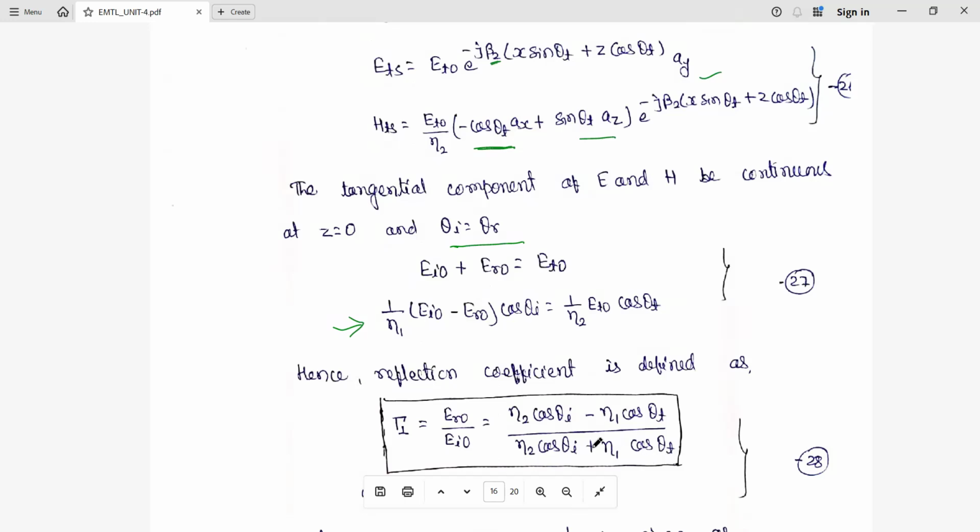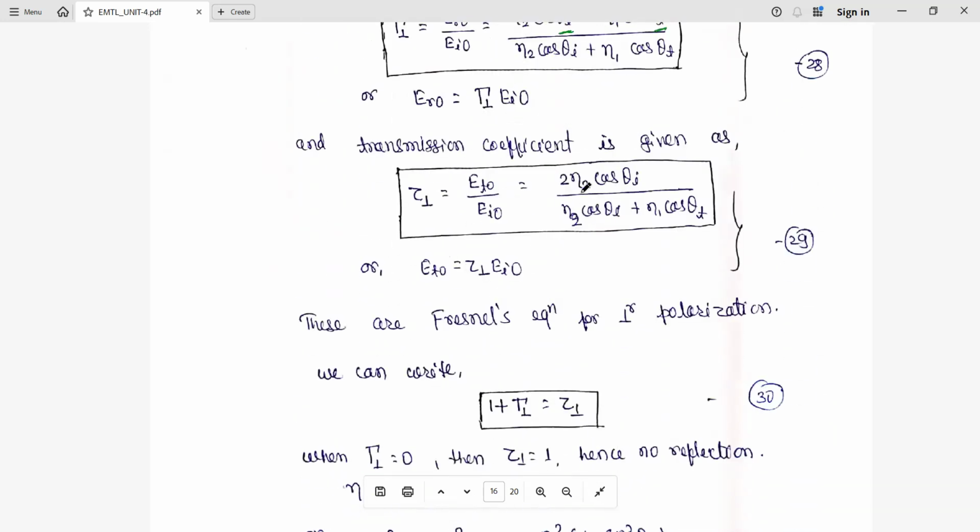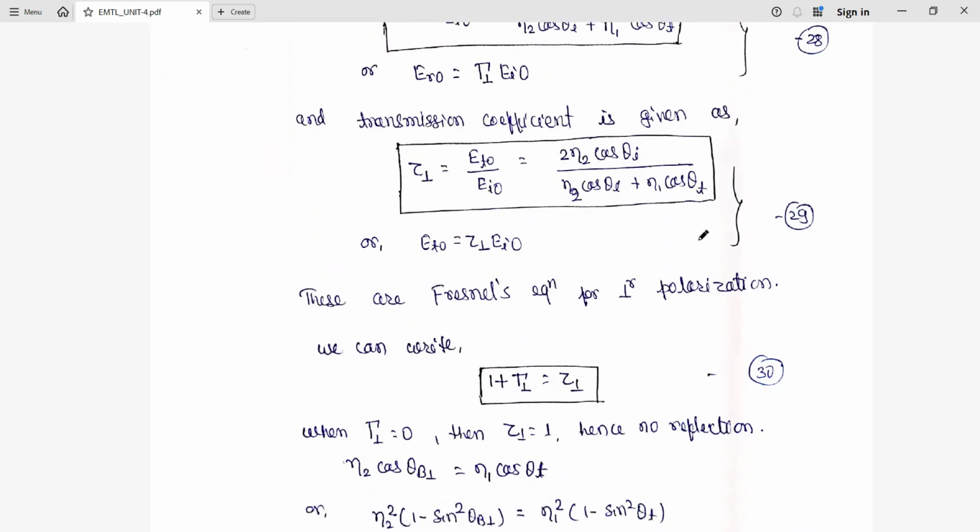So in the case of parallel polarization, we have seen that here it was theta t and here it was theta I. So be careful here, it has been interchanged. After rearrangement, you will find the transmission coefficient as 2 eta 2 cos theta I divided by eta 2 cos theta I plus eta 1 cos theta t. So these two equations, 28 and 29, the reflection coefficient and transmission coefficient, are called Fresnel's equations for perpendicular polarization.